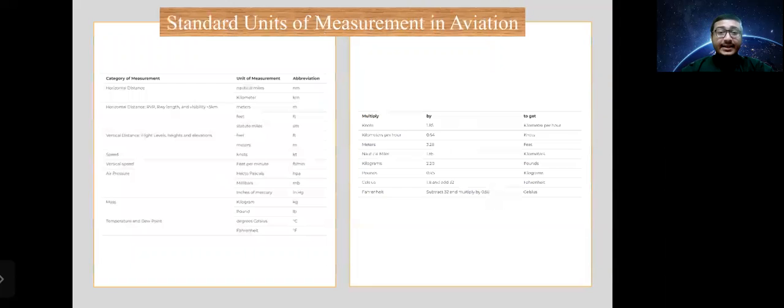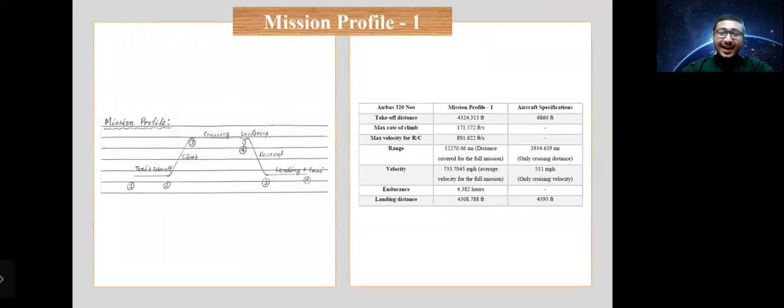It is going to be used in almost all the calculations that I did for this mini project. When I was going through all these units and specifications, I was curious to know how many units are used for aviation. These are the standard units of measurement in aviation on the left side of the slide. On the right side, we can see how we can convert between the English units and the SI units.